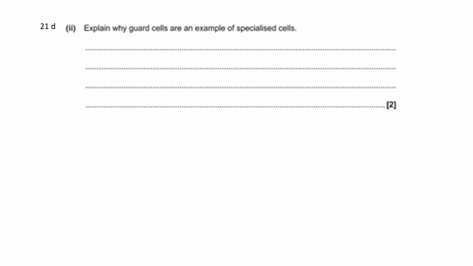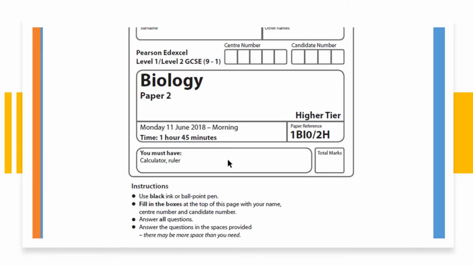Now we will go to question 21D2. Explain why guard cells are an example of specialized cells. Guard cells are specialized cells because they are differentiated for controlling the movement of water through transpiration. This is an edX Biology paper 2, June 2018, higher tier.